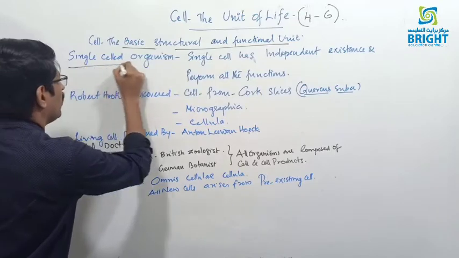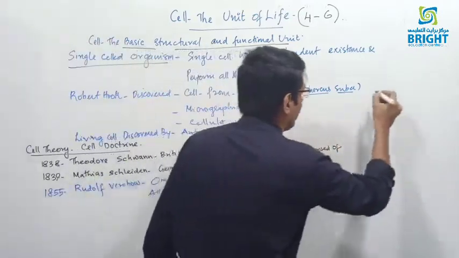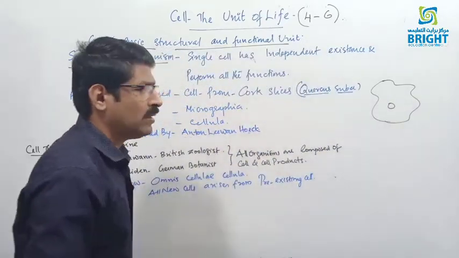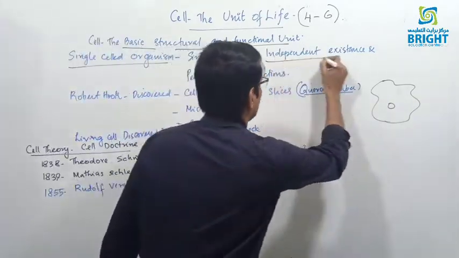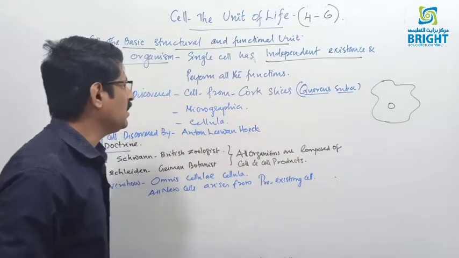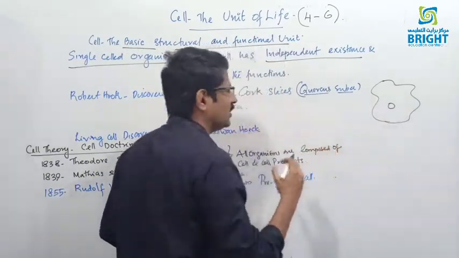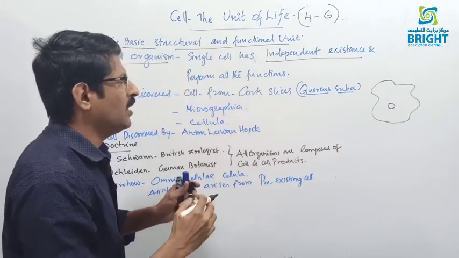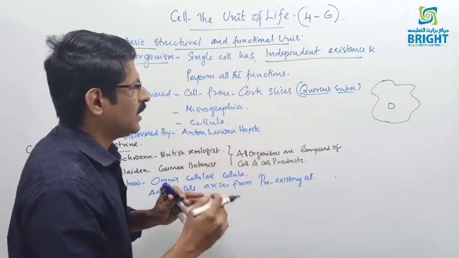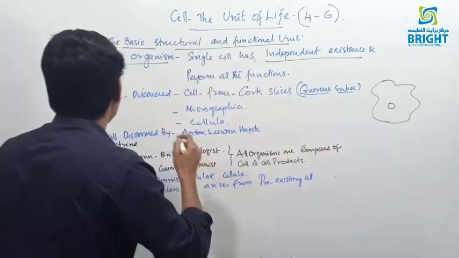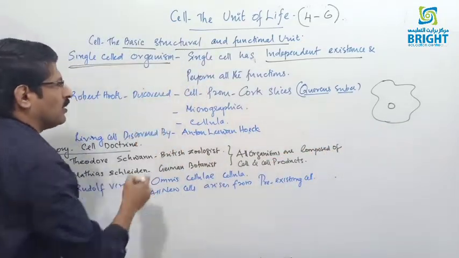In a single-celled organism like amoeba or bacteria, this is the cell, and the single cell has independent existence. It can perform all the essential activities of life like food capturing, digestion, excretion, reproduction. Everything is done by a single cell, and that's why they are called single-celled or unicellular organisms.